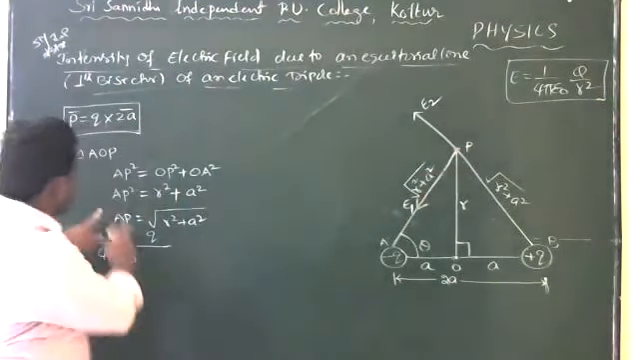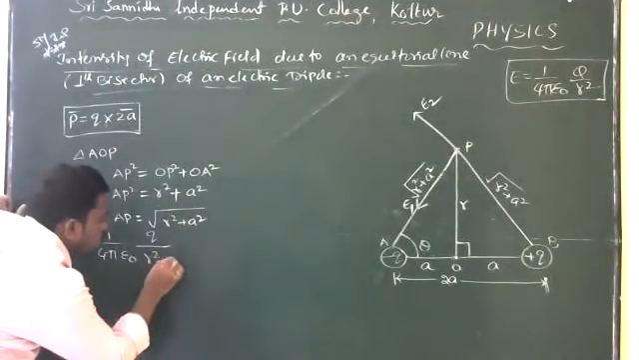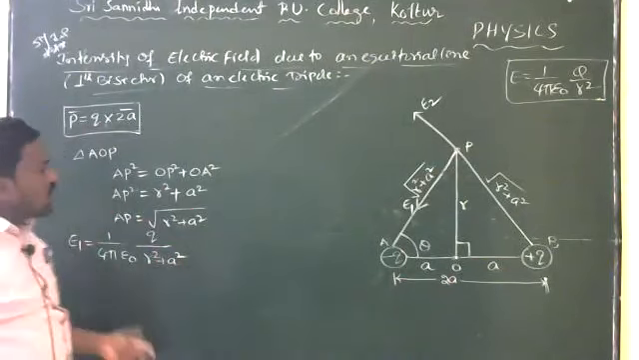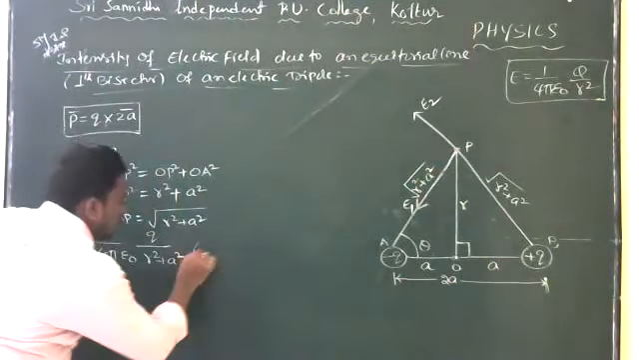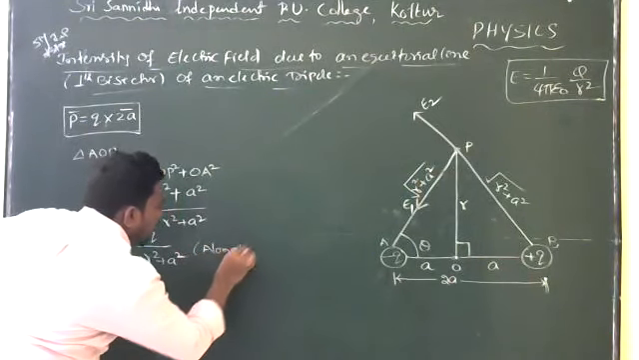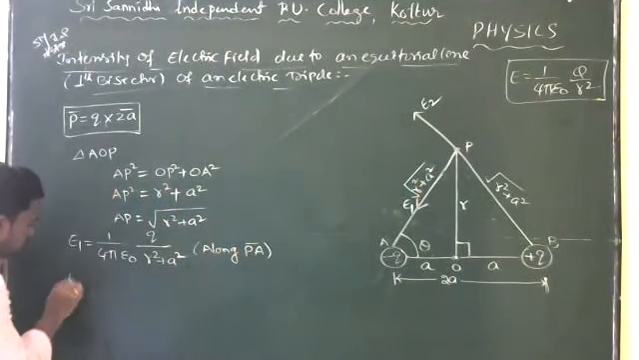So AP square is equal to what is the value? R square plus A square. In what direction does it act? Along PA. So this is along PA. Okay.